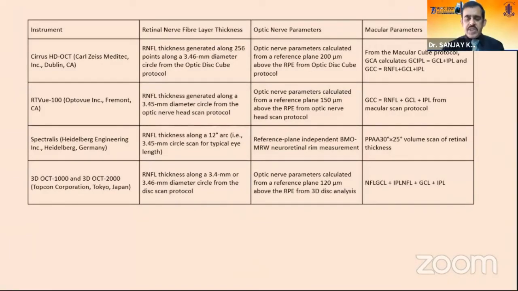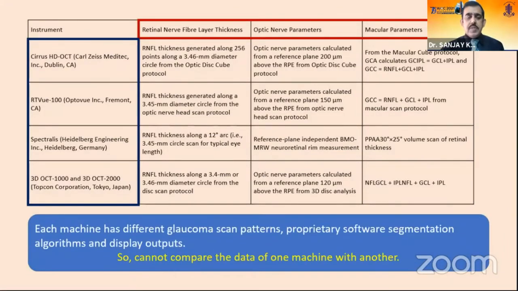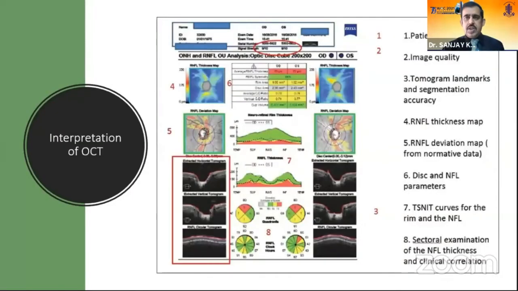Primarily, we have 4 machines and 3 parameters which are to be examined. But we must remember that each machine has different glaucoma scan patterns and software segmentation algorithms, so we cannot compare the data of one machine with another. First of all, we should see the patient details, because all the data are matched with the normative database and calculated accordingly. So all the statistical interpretations depend on that.